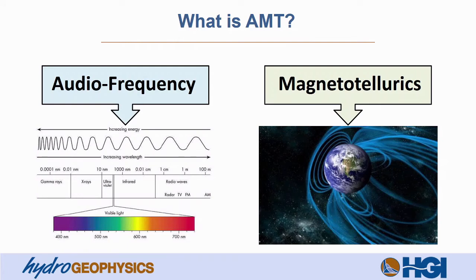The phrase audio frequency magnetotellurics is an amalgamation of the frequency at which the instruments operate, in the audio range, and the recognition that the source currents are not man-made, but rather occur due to the natural electric field and magnetic field variations across the Earth. So as you can see in this image, we have the EM spectrum on the left and an image of the magnetic field lines around the Earth on the right.